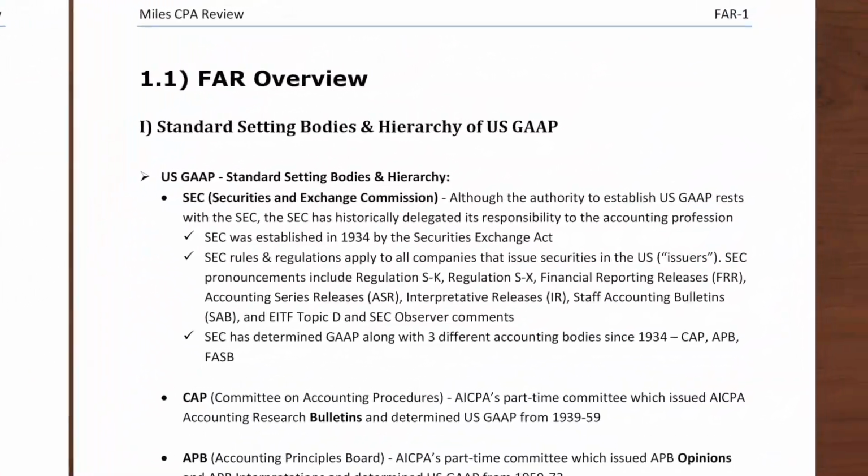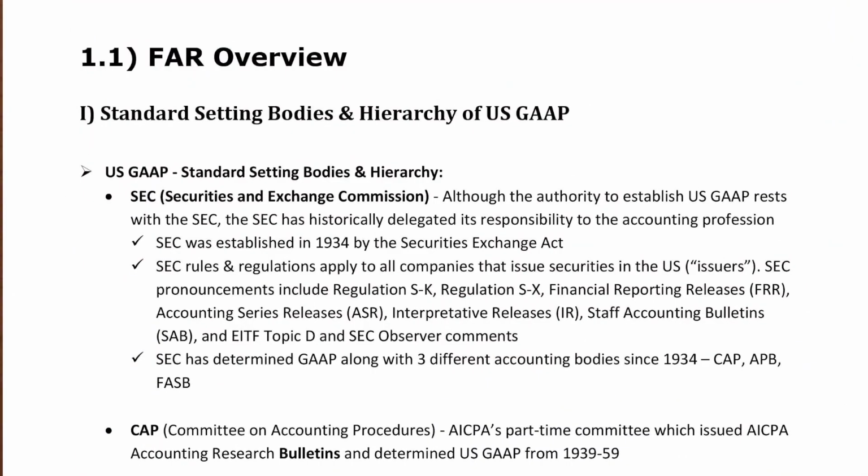On page 3, we're looking at standard setting bodies and the hierarchy of US GAAP. Highlight SEC, or the Securities and Exchange Commission. Although the authority to establish US GAAP rests with the SEC, it has historically delegated its responsibility to the accounting profession. Now, the SEC was established in 1934 by the Securities Exchange Act. Highlight: SEC rules and regulations apply to all companies that issue securities in the US. That's issuers. Basically, we're talking about public companies.